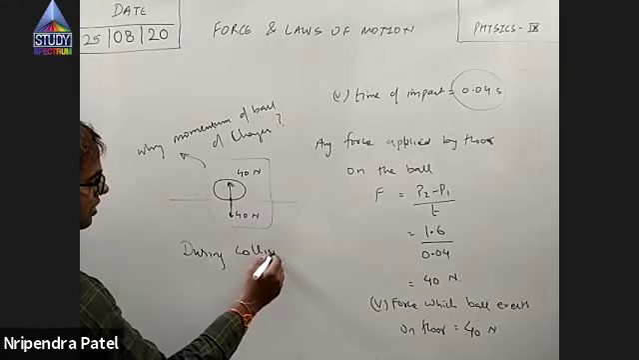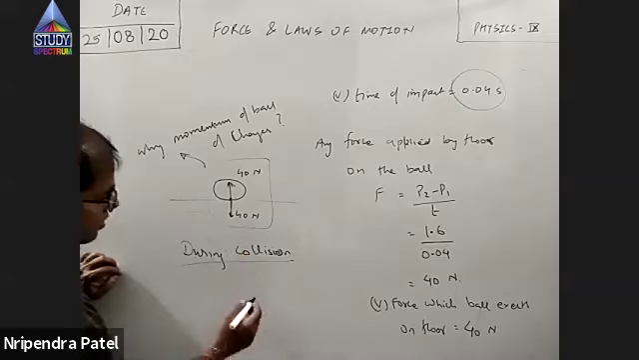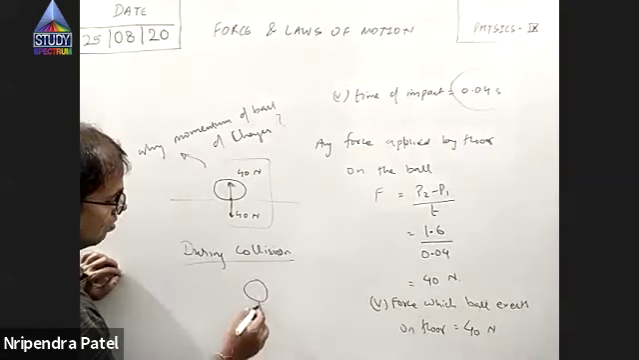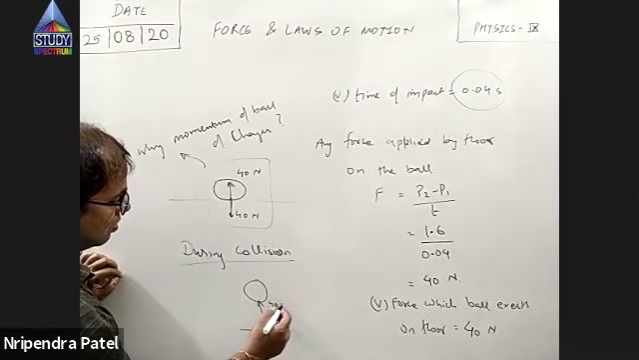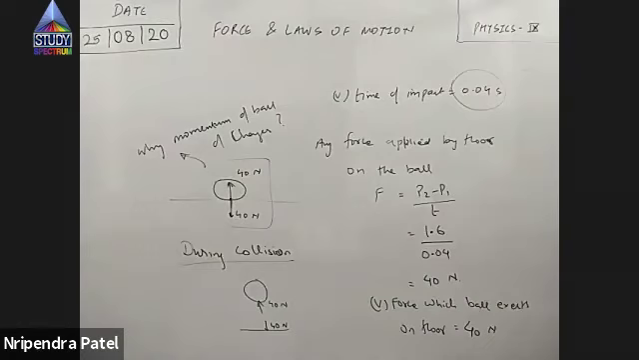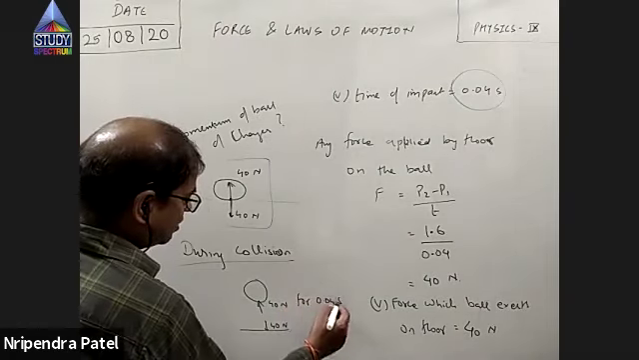Do you see 240 newtons drawn there? Do you see 240 newtons drawn here? Actually, one of them is acting on the ball, the other is acting on the floor. The ball experiences 40 Newton for 0.04 seconds by the floor.